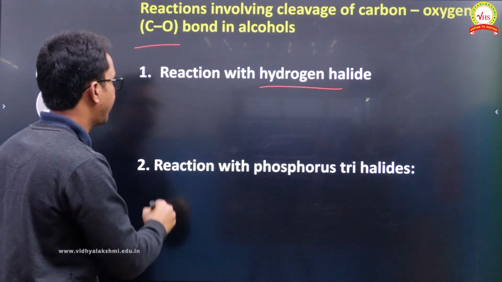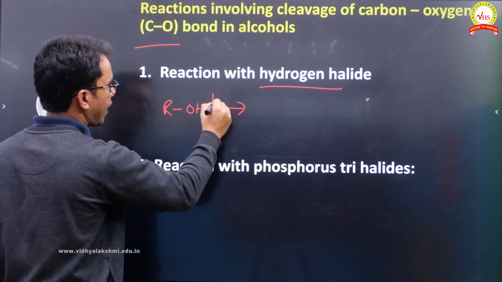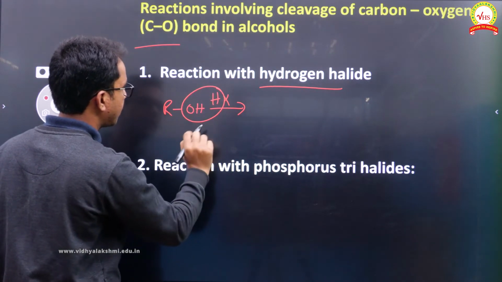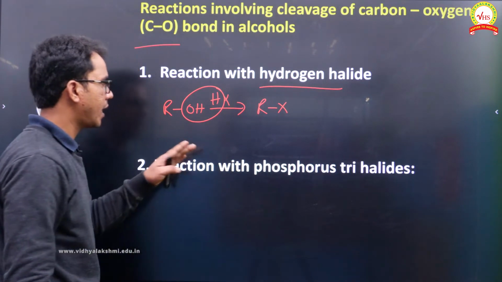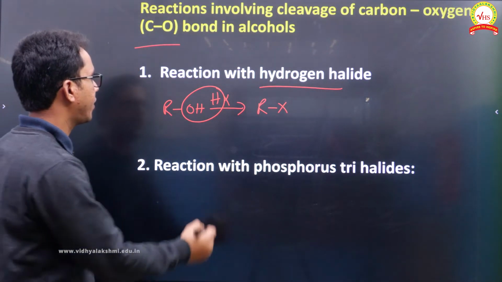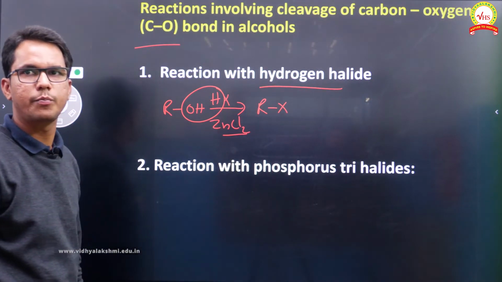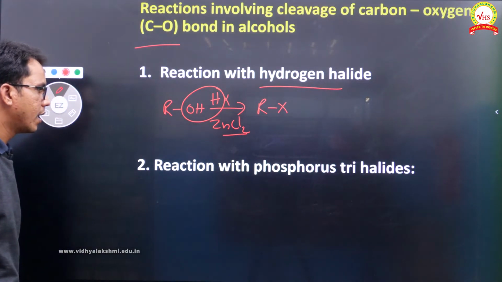For example, if you take ROH in general with hydrogen halide, what happens? Elimination of water takes place, a substitution reaction takes place, and formation of alkyl halide takes place. The same reactions we have discussed in the preparation of alkyl halides also. Now, in the presence of ZnCl2 and HCl, that becomes the Lucas reagent. It will be used for distinguishing primary, secondary, and tertiary alcohols.